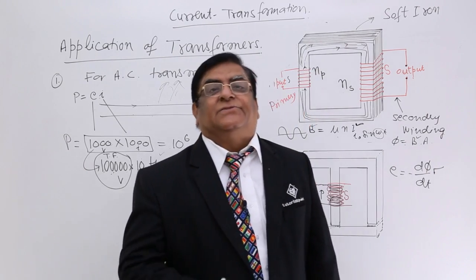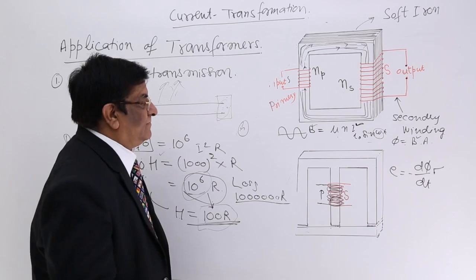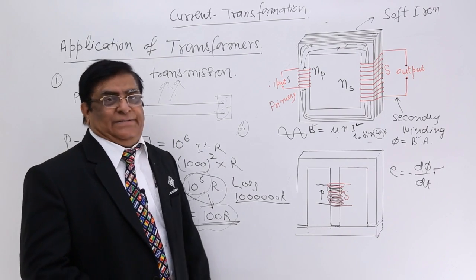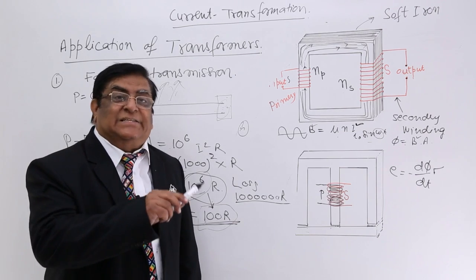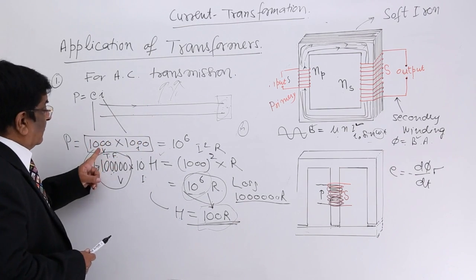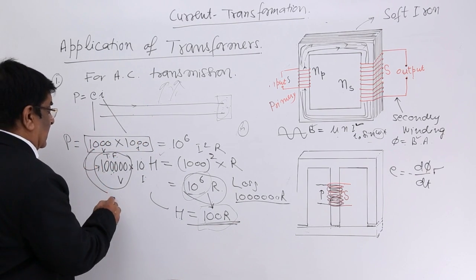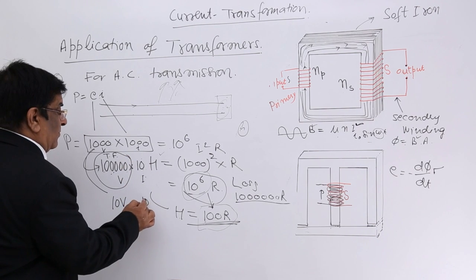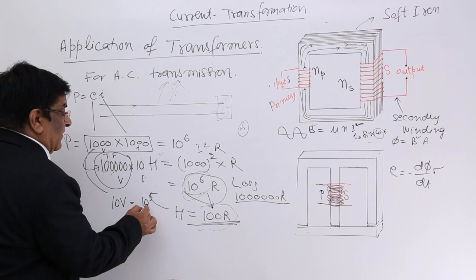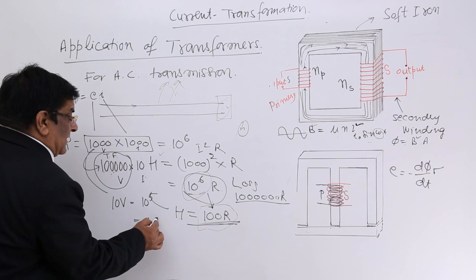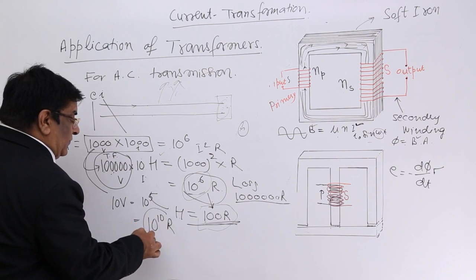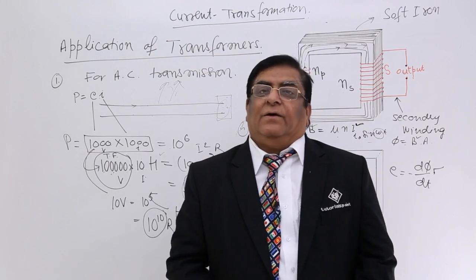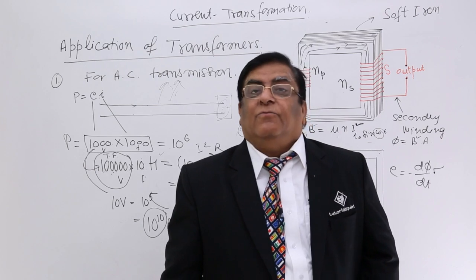The other use of the transformer is step down. In a step down transformer, we get a lot of current. Why? We have decreased the voltage. If we decrease the voltage from 1000 to 10 volt, then the current will be 10 to the power 5, and when we take the square of it, it will be 10 to the power 10. Such a large current. For such a large current, the heat produced will also be very large.